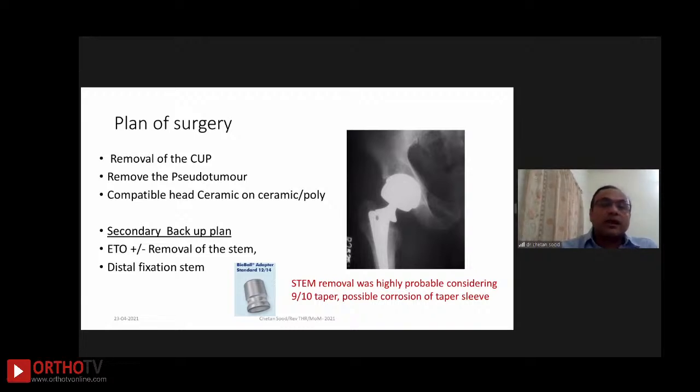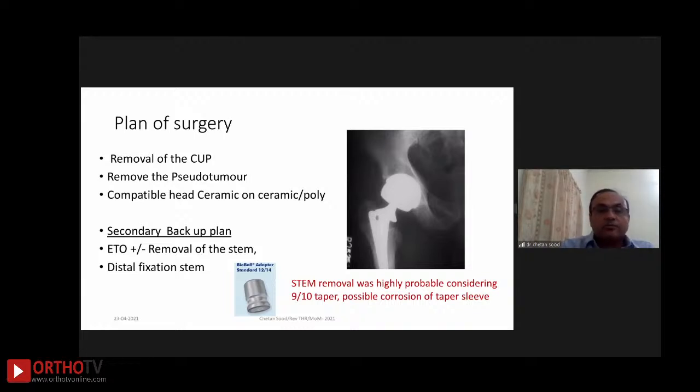So we planned to take out the cup, remove the pseudotumor, and also look for, as you said, the femoral implant, which was expected to be affected, but we wanted to take it out only as a last option. In case required, we may use a taper adapter, which fortunately in that center we had, imported many years back. They were not sterile, but we sterilized them and kept them for an emergency. In case we found there was no tenosynovitis, it was just limited to the edge of the implant.